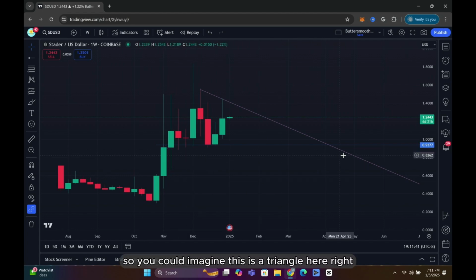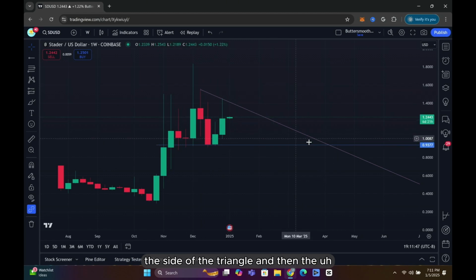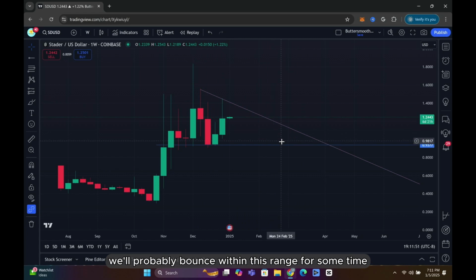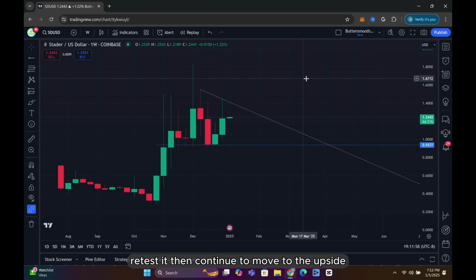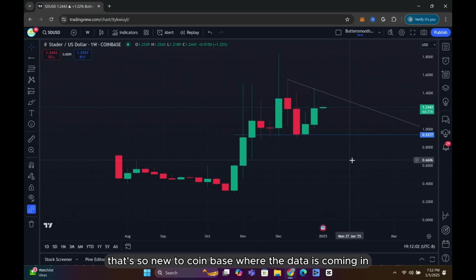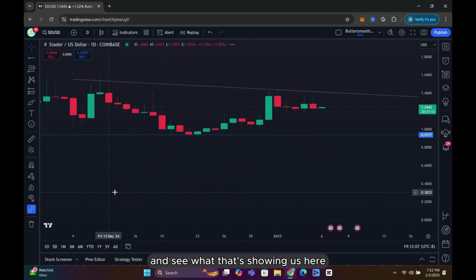So you could imagine this as a triangle, right? This is the flat side of the triangle, and then the top side of the triangle. We'll probably bounce within this range for some time until we break above it, retest it, then continue to move to the upside. It's hard on a coin like this that's so new to Coinbase where the data is coming in, so let's switch over to the daily time frame and see what that's showing us.